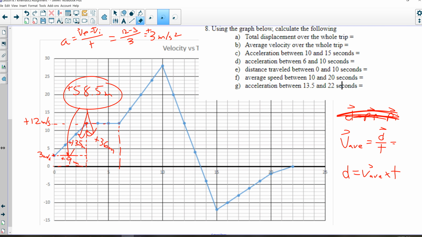All right, here's what I want you to do. Those questions there say question 8, but I think it's actually question 9 in your booklet. Answer those questions using this graph. I'm going to leave those numbers up there because you'll probably need them at some point along the way, and it will save you calculating them again.